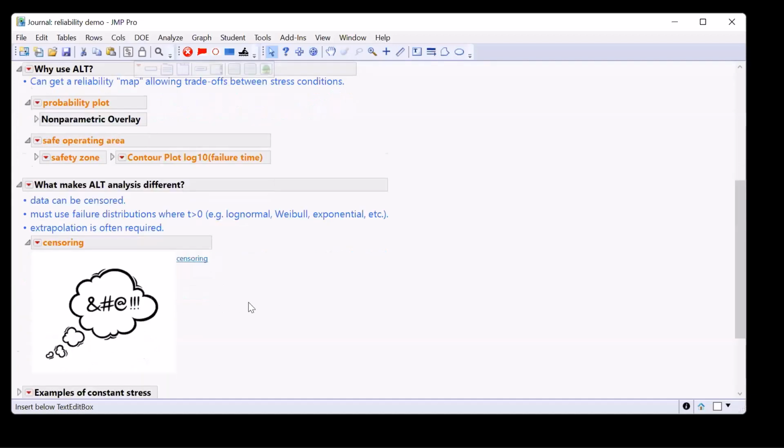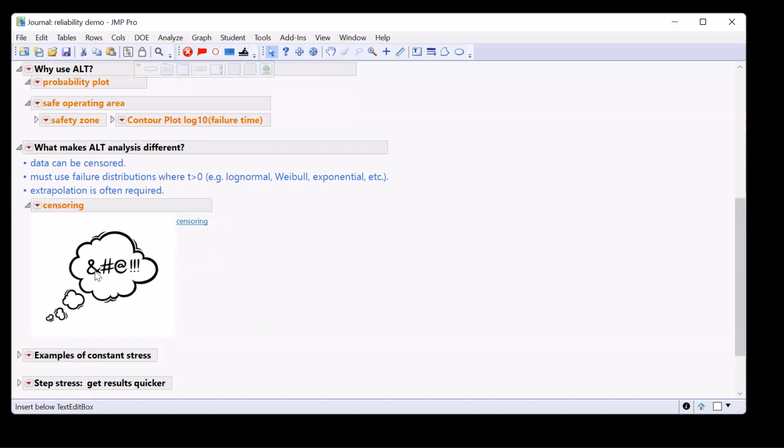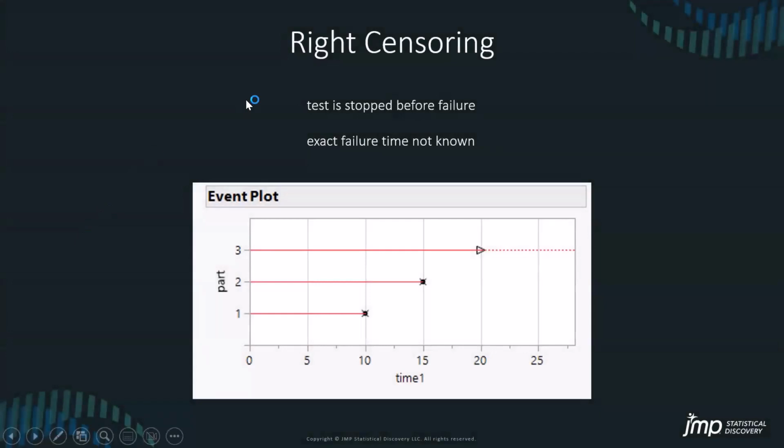Just to show you what censoring means, censoring does not mean that people are using bad words or something. For example, here we have a right censored case. So let's say we have 3 parts on test. Part number 1 fails after 10 hours. Part number 2 fails after 15 hours. Part number 3 goes to 20 hours, but for whatever reason we have to stop the test because we have a test queue and the next test has to go into place. So we stop the test and we find that part number 3 has not failed yet.